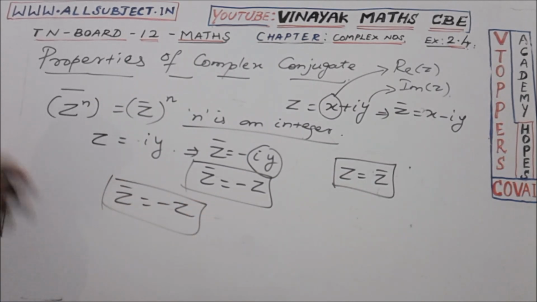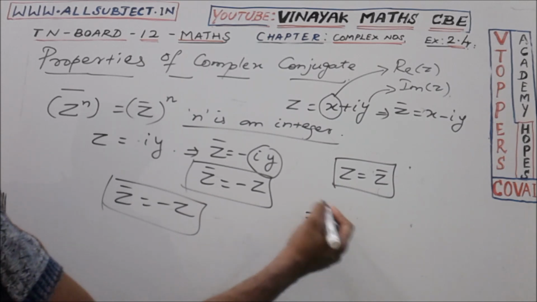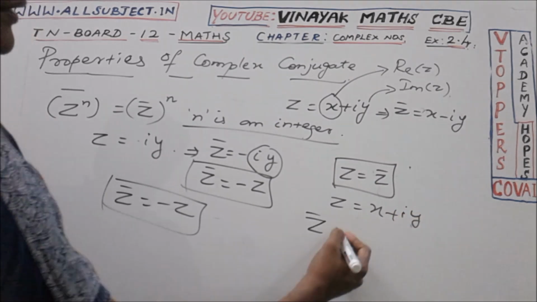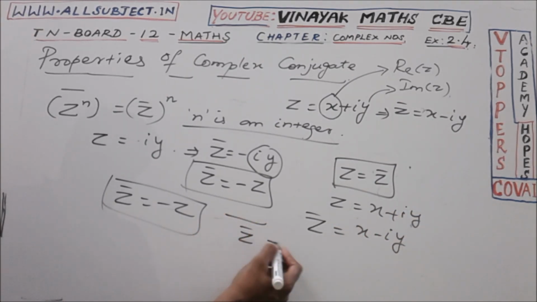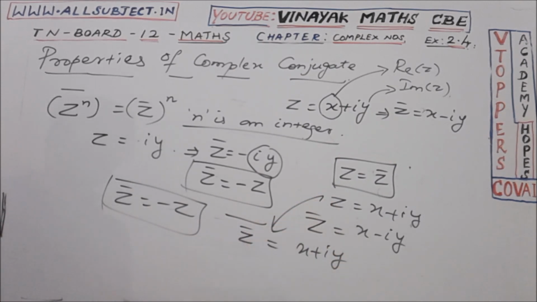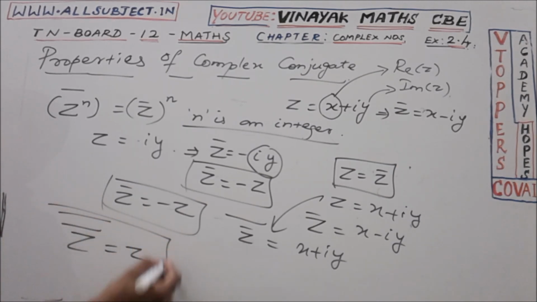These properties will be useful while doing the exercise problems. And one more property we have learned already. If Z equal to x plus iy, Z bar equal to x minus iy, then Z bar whole bar will again be x plus iy. These two are equal. Therefore, the last property is Z bar whole bar will be equal to Z. Taking the conjugate twice retains the original complex number.